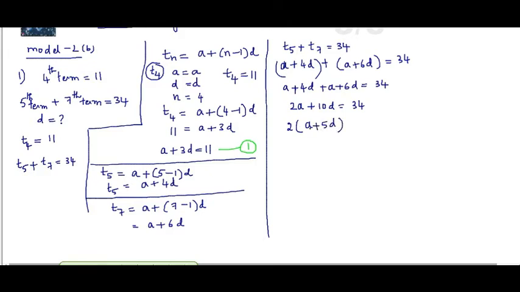So 2A plus 10D, we know this. Take 2 common, then it will become A plus, as it is 2, how many times is 10? 5 times. So 2 times A plus 5D is equal to 34. Now what is A plus 5D? A plus 5D will be 34 by 2, which will be 17, isn't it? A plus 5D is equal to 17. Let's just call this the second equation.